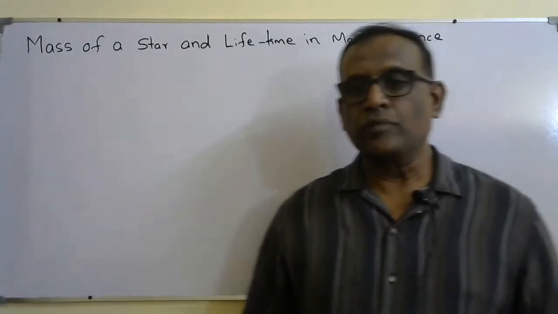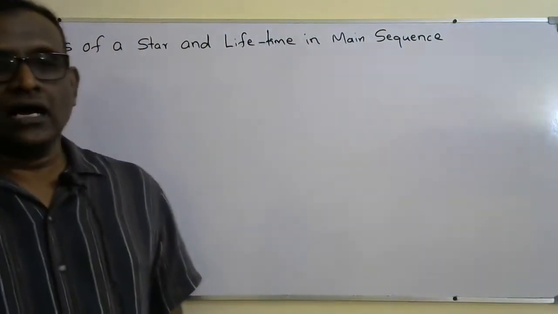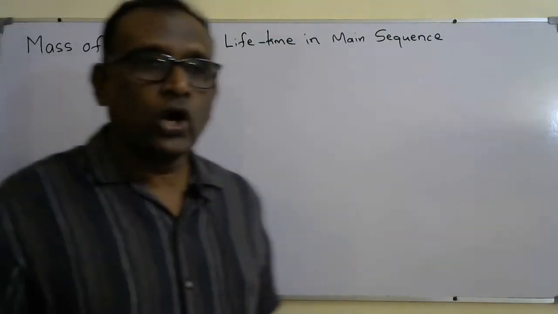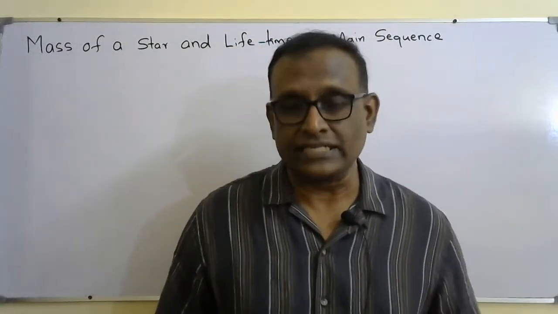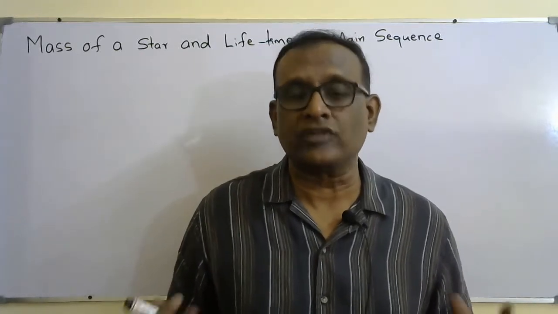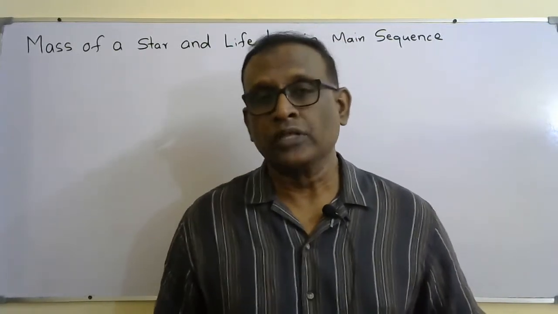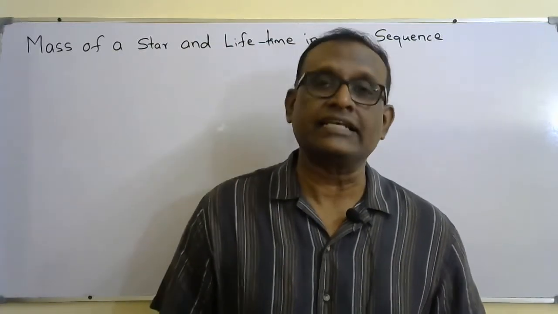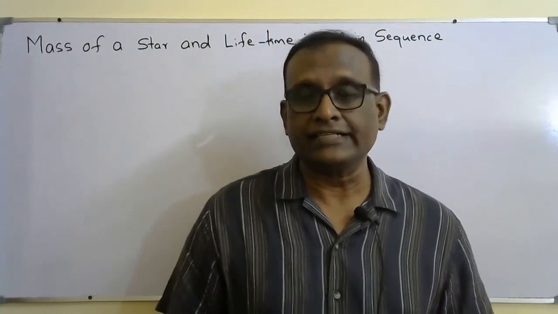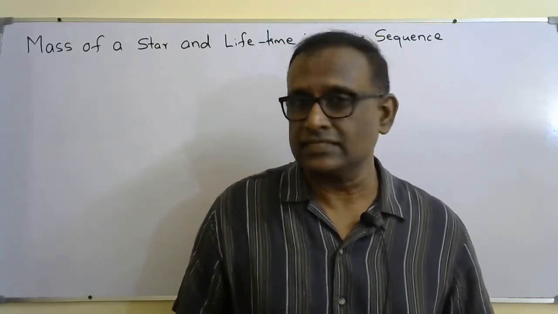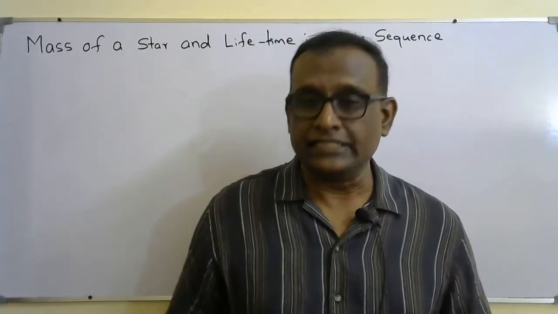Okay, next thing is about mass of a star and lifetime in main sequence. We know that O class stars are massive. Their mass is very high. They consist of a huge amount of hydrogen in their core. But M class stars are low mass stars. They have less amount of hydrogen in the core.